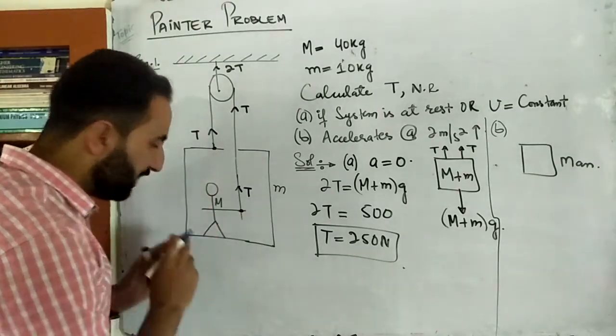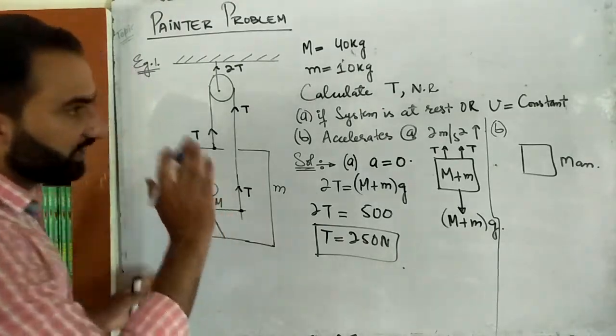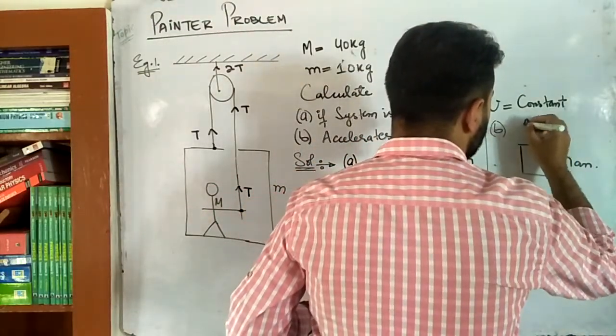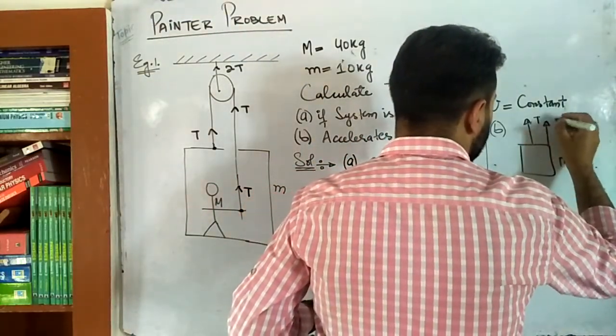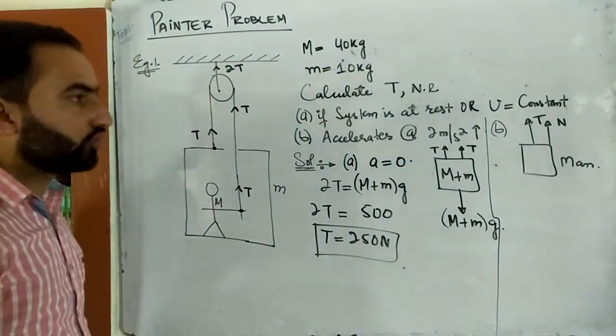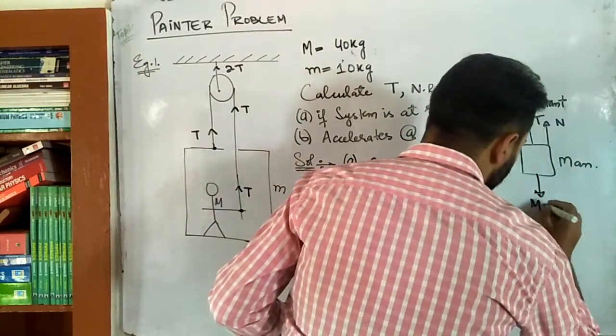Number two, there's the weight of the man downwards. And number three, there's a normal reaction that's exerted by the elevator upward. So how many forces are there? Three different forces. One force in the upward direction, that's tension. Another force in the upward direction, that's the normal reaction exerted by the base of the elevator on the man. And in the downward direction there is one more force, and that's weight, m multiplied by g.